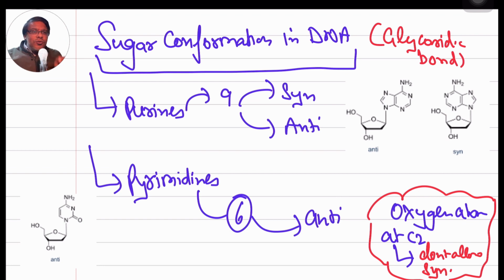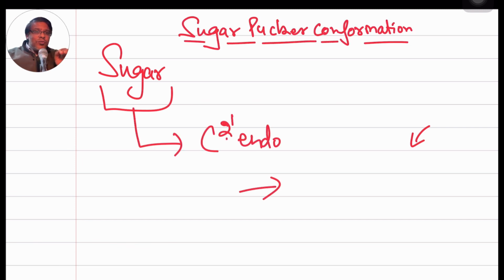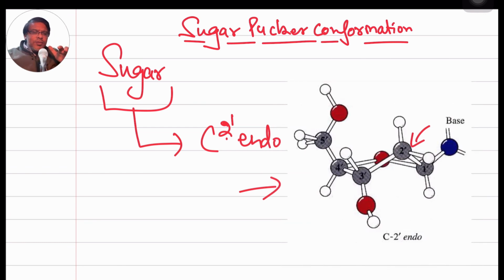Hopefully every point related to sugar conformation in DNA is clear to you. Next important point here we are going to discuss, that is the most important point, the sugar pucker conformation. In case of B form of DNA, keep in mind the sugar is going to have C2 prime endo conformation. What does it mean? Here just look into the atoms which are present within the sugar. Here all these atoms which are present in the sugar are not planar, they are not going to lie in a single plane.